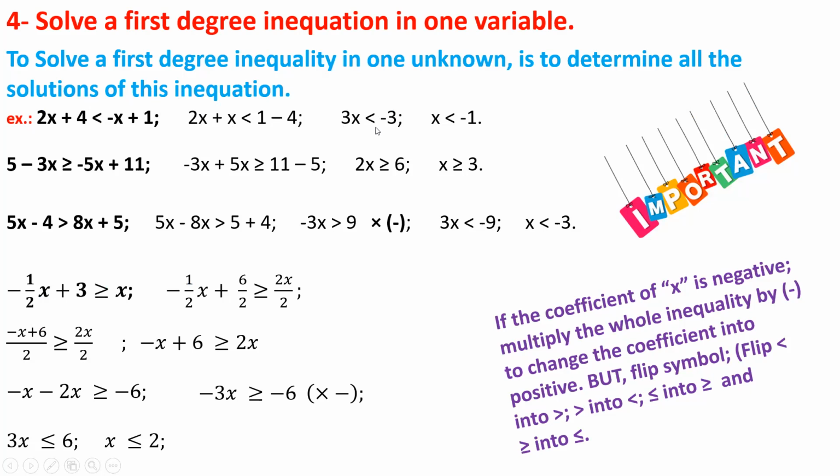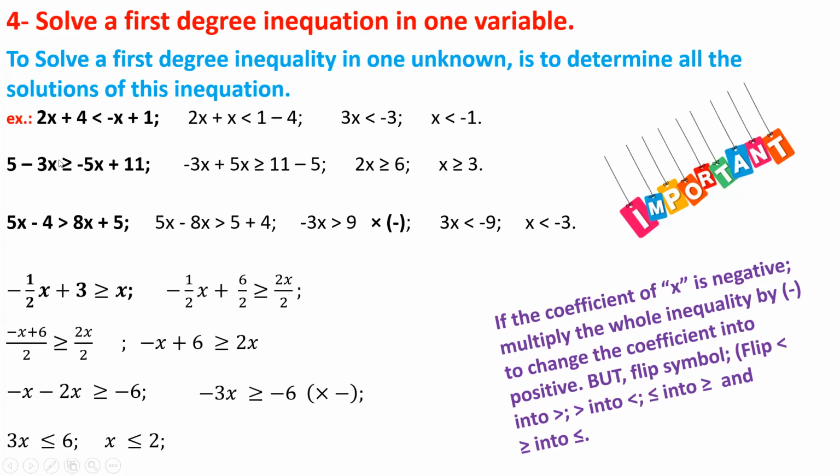Now I divide my inequation by the coefficient of x, which is 3. 3x divided by 3 gives me x, less than minus 3 divided by 3 is minus 1. So x is less than minus 1. So x can be any value less than minus 1, for example, -2, -3, -4, etc.